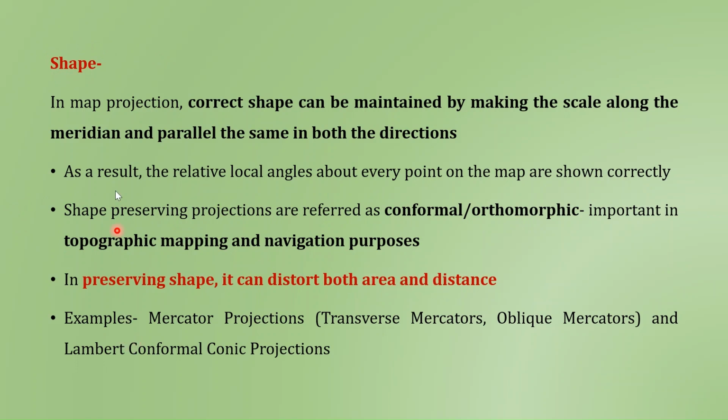Some examples of projections which preserve the shape are the Mercator projection, which includes the transverse and the oblique Mercator, and Lambert conformal conic projections. So again, if you notice, Lambert is the name of the creator, conformal means it preserves shape, and conic represents the technique of projection.